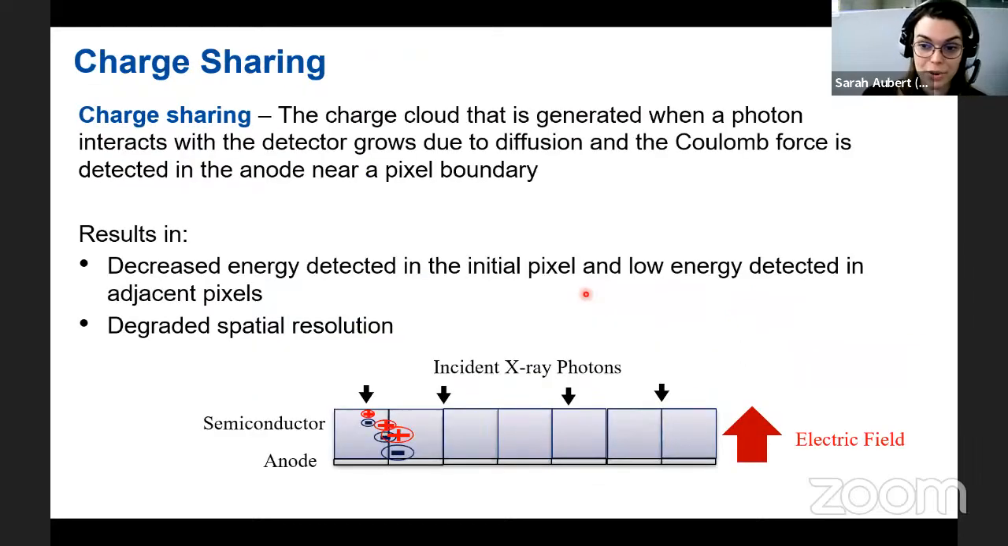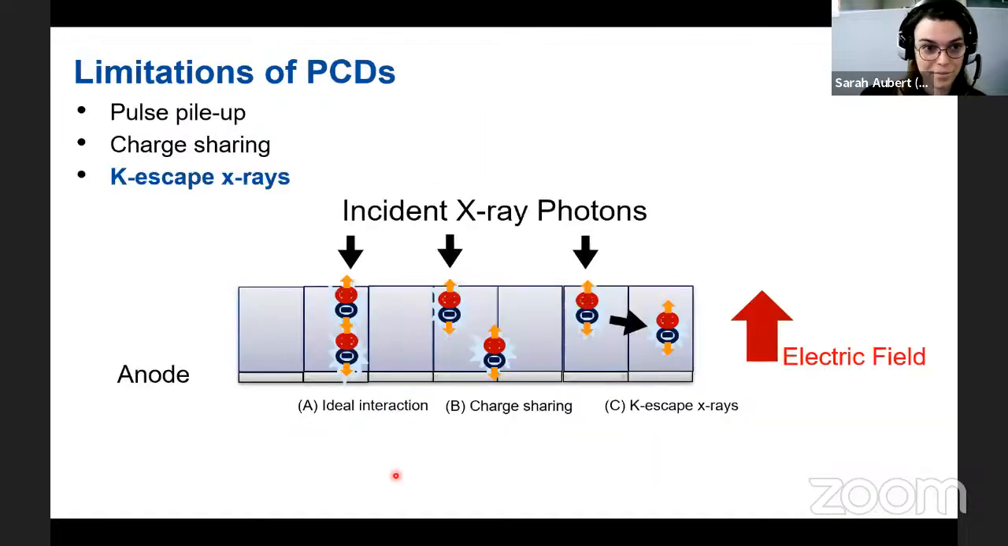Charge sharing occurs when the charge cloud that's generated interacts near a pixel boundary, like we can see here. When our photons interact, they generate a charge cloud, which will grow as it moves towards the anode due to diffusion and the Coulomb force. And if it's detected near a pixel boundary, we can have decreased energy detected in the initial pixel and a lower energy detected in adjacent pixels. And this will degrade the spatial resolution of our produced image.